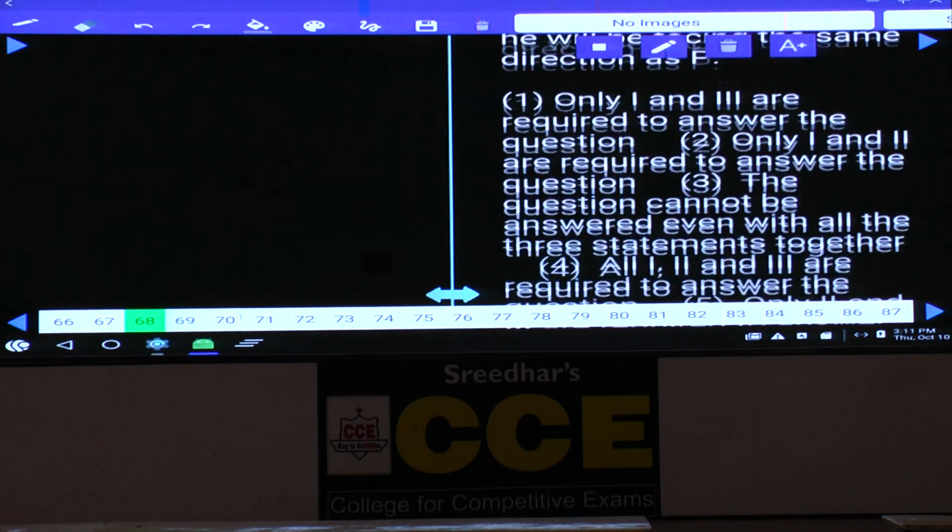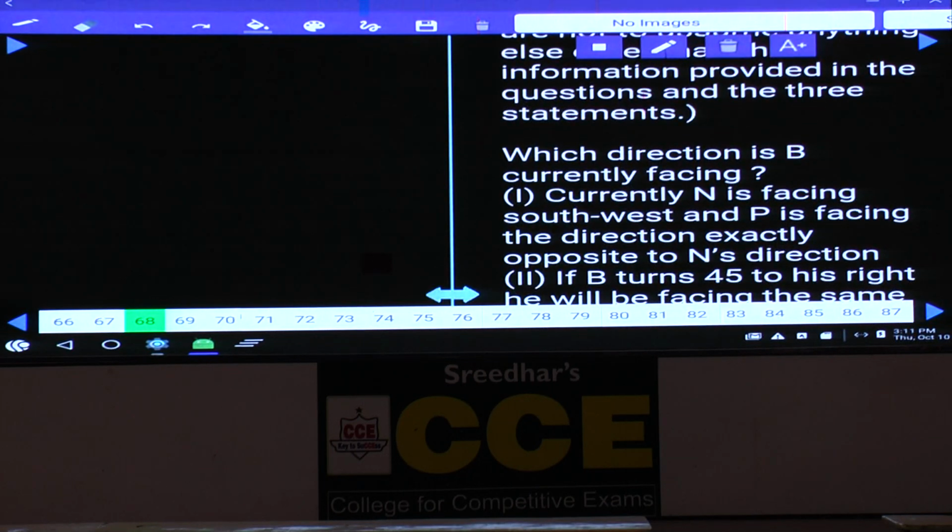Then coming to question number 68. Now in this one, which direction is B currently facing? Now we need to identify the direction of B. Then condition number 1, currently N is facing southwest and P is facing the direction exactly opposite to N's direction, isn't it? N is facing towards southwest and P is facing exactly opposite to N's direction. Hence P is facing towards which direction? Northeast. Exactly opposite is northeast. Hence by 1, there is no information about B.